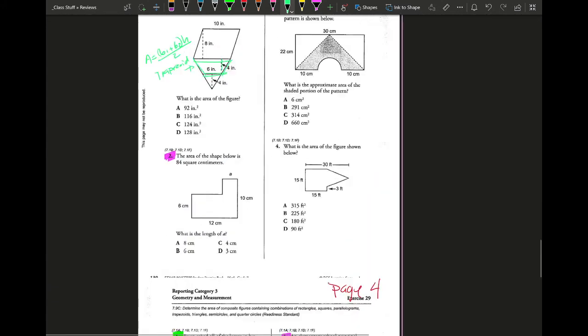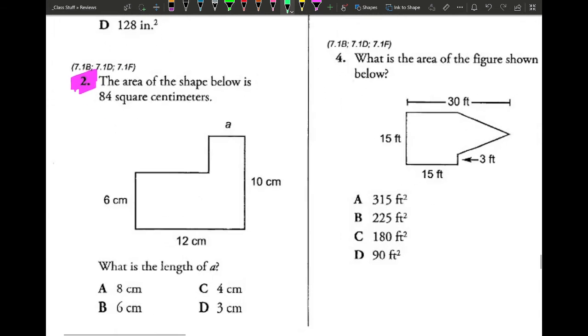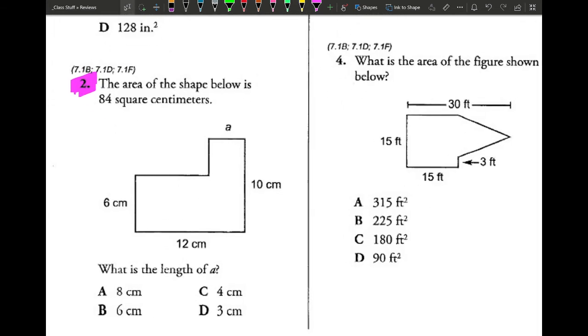Number 2 on page 3. It says the area of the shape below is 84 centimeters square. What is the length of A? Actually, I'm going to have to work this backwards. I'm looking for A. I know that the area of the whole thing is 84 square centimeters. So the total area equals 84 centimeters square.